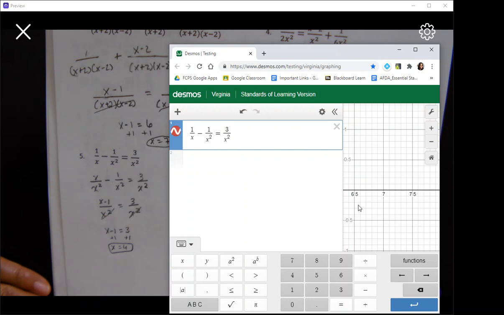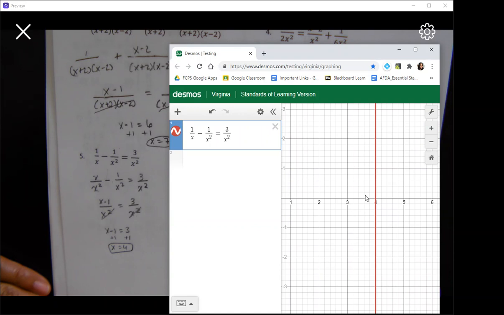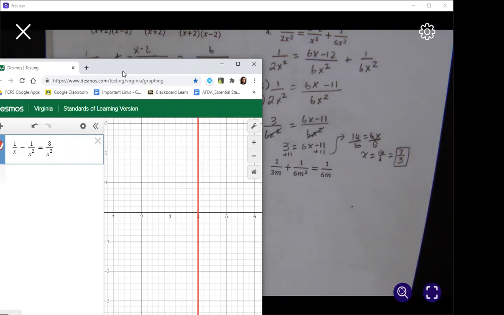Alright, so I'm checking to see if it's 4. So I'm going to press the home button and then just check if it's 4. Yes, it drew that line right there, which is 4.